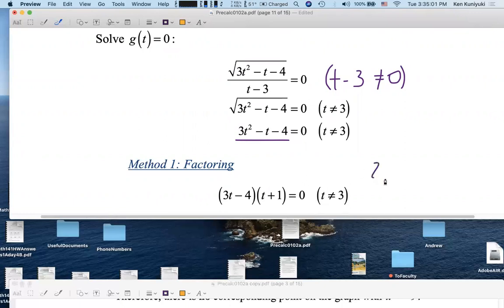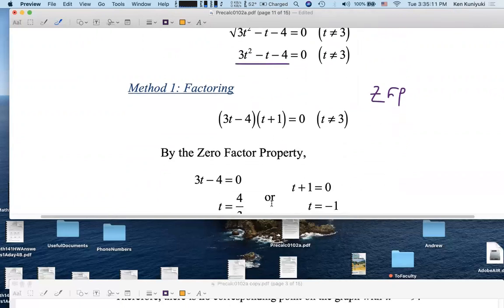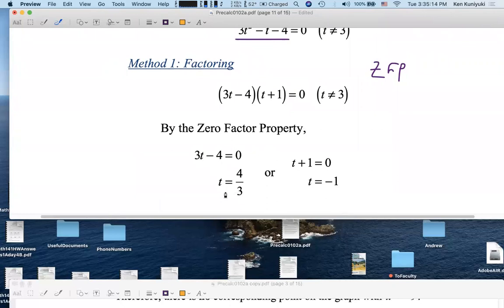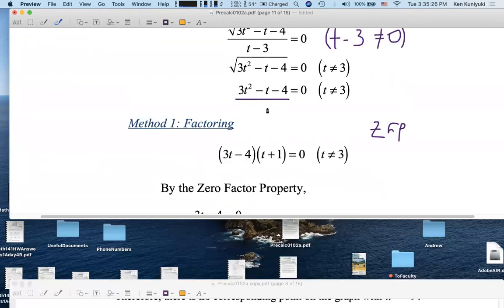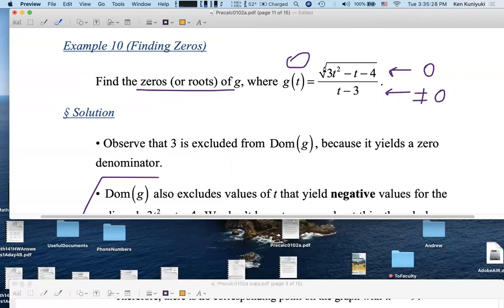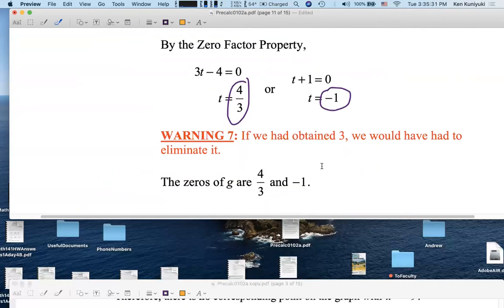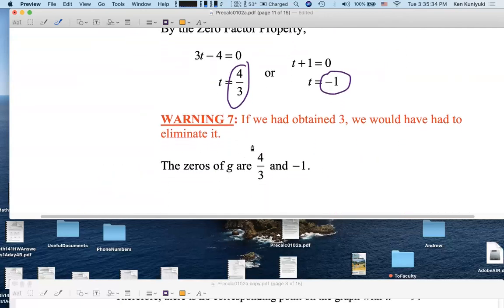We use the zero factor property, which tells us that this product will equal 0 if and only if at least one of these factors equals 0. So we set 3t minus 4 equal to 0, solve that for t. We set t plus 1 equal to 0, solve that for t, and we get 4/3 and also -1 as our real zeros for this quadratic, and therefore of this guy all the way up here. So the zeros of g, the real zeros of g, are 4/3 and -1.